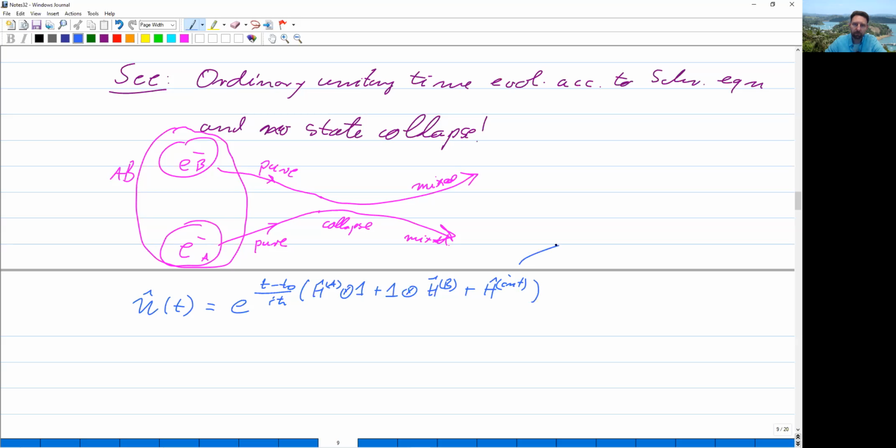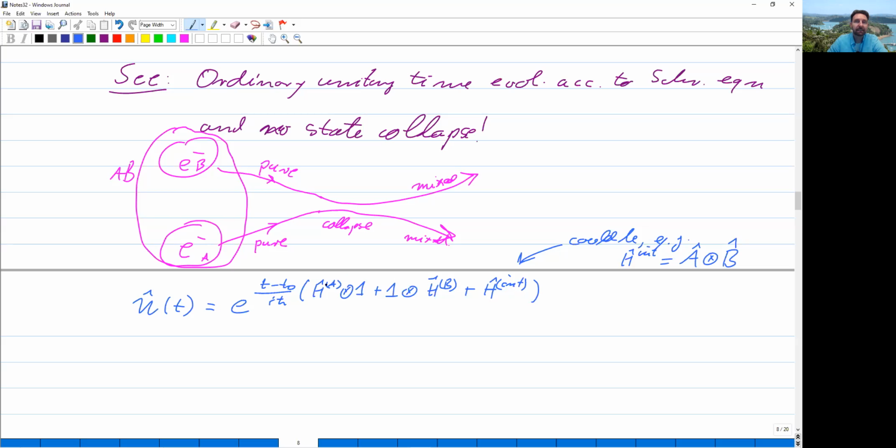So for example, h hat interaction could be something like an operator A hat tensor an operator B hat. That would be a simple example of an interaction Hamiltonian. I just want to stress this so that you're not worried, where does this thing act? Well, if it's, for example, of this form, it acts on the full Hilbert space. All right, so we have this.